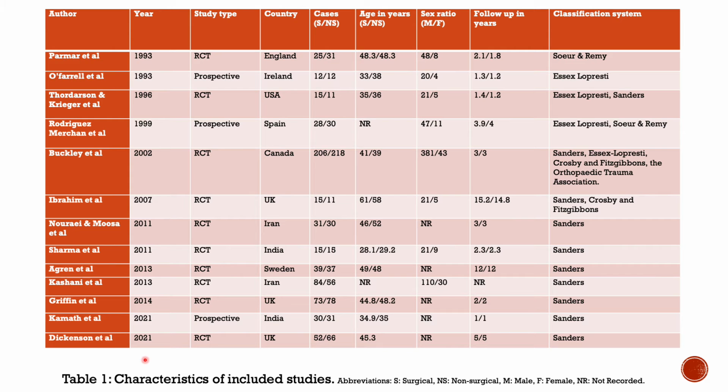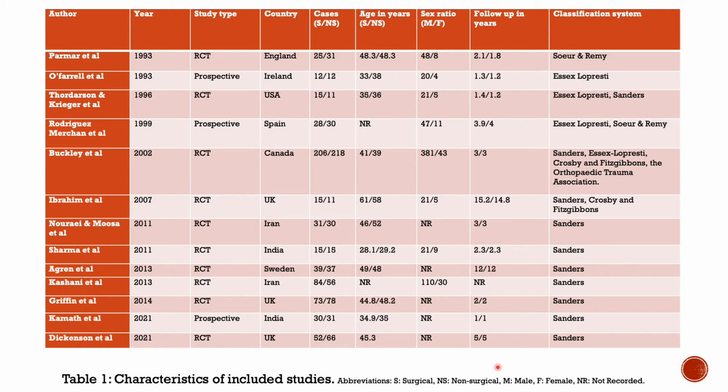This table shows characteristics of the involved studies, starting from 1993 to 2021. 10 were RCTs and 3 prospective studies. 3 were done in the UK. Total number of cases was 1,251. And most of the injuries happened in the middle age group, with more prevalence in males rather than females.